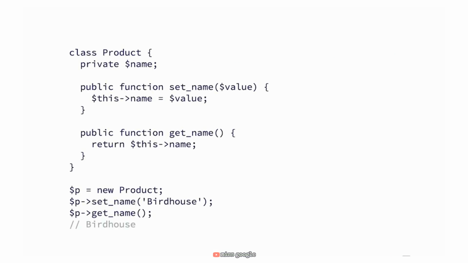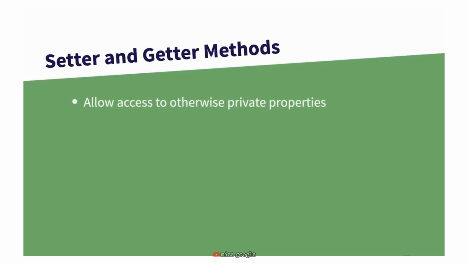Here's an example using a class called product. I've made its name private. So now when I create a new instance, I'm not able to set a value or read a value back from the name property. However, notice that there are also two public functions, one called set_name and one called get_name. And guess what they do? They set those values for me. The first one simply sets the value of name. The second one just returns the value back to me. So setter and getter methods allow access to what would otherwise be private properties.